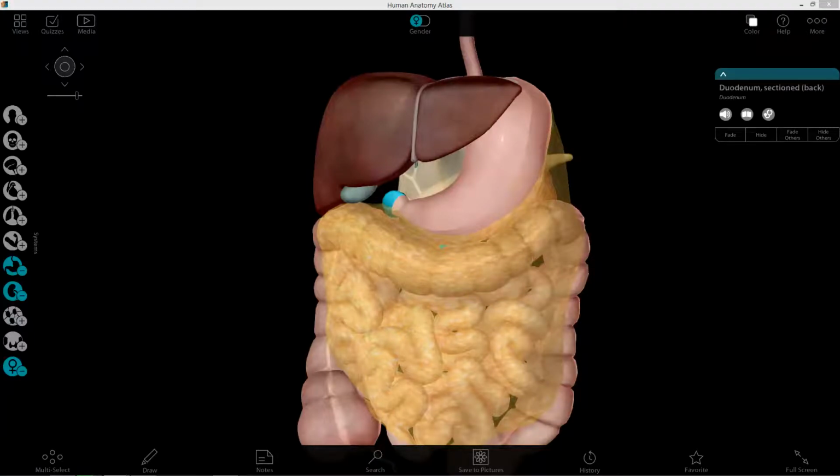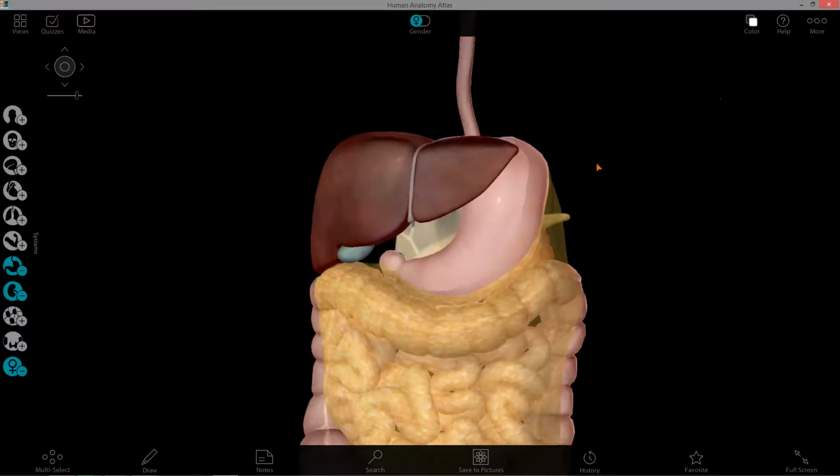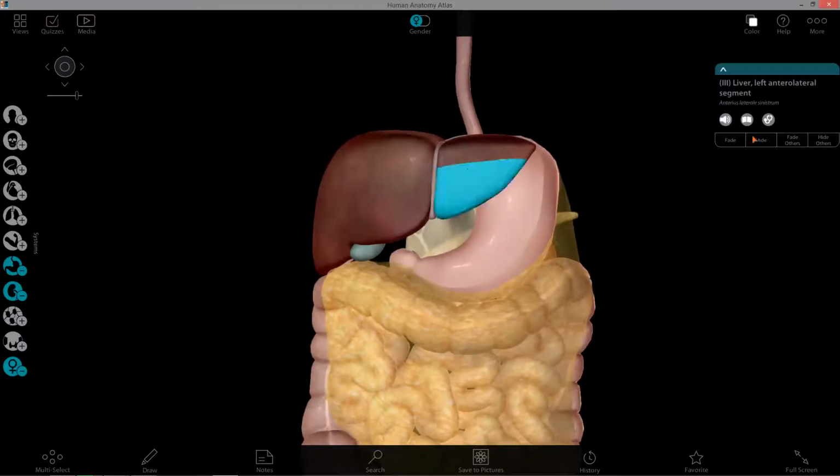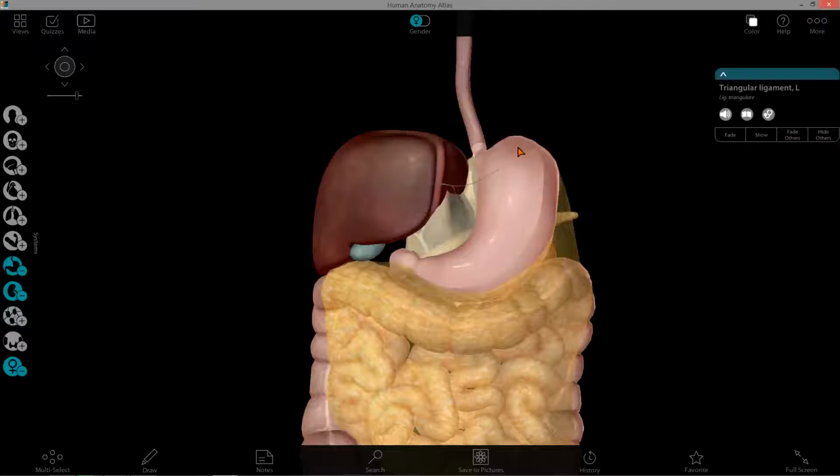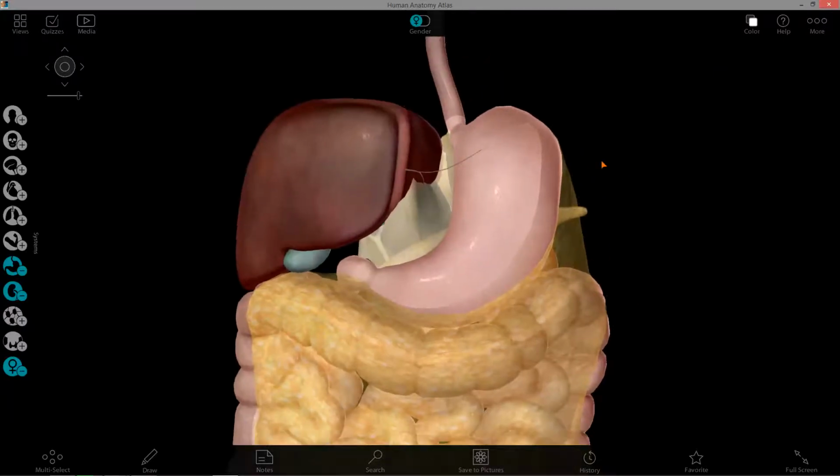Now, speaking of the stomach, it is composed of two curves. I'm just going to remove this section of liver here really quick, as well as these ligaments. All right. The stomach has two curves. As I already stated, there's the greater curve, and then there is the lesser curve on, I guess you could say, the medial aspect of the stomach.